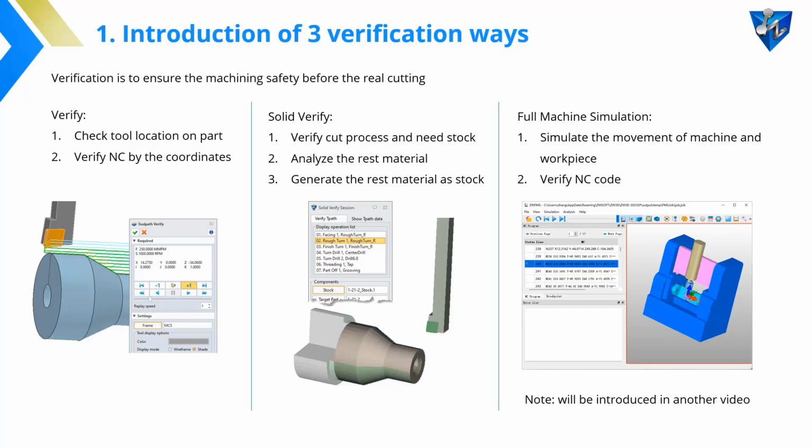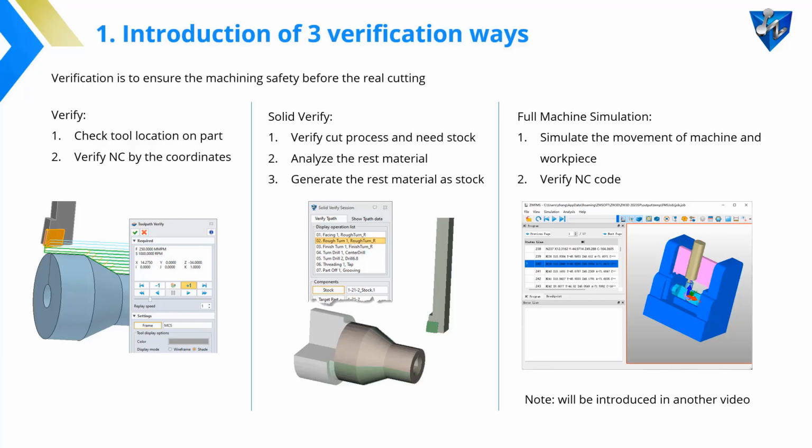Then what are the differences among them? Verify is the very basic way, which is to check the tool location on the part, whether it is safe to engage or leave. Then we can optimize the toolpath. Meanwhile, we can verify whether the output NC code is correct or not by comparing the coordinates shown in the verify window step by step.